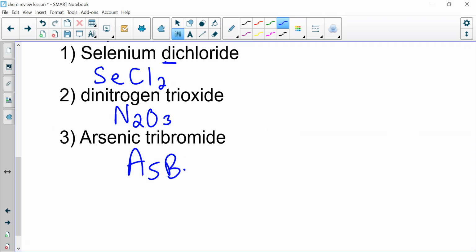AsBr3. Good. So sometimes you might have to look at the symbols to make sure you know what the symbols are. But the tri here is telling me there's 3. So this is nice and easy with the prefix. Make sure you include the proper subscript. Questions on molecular compounds?